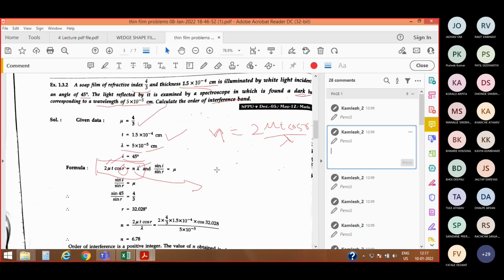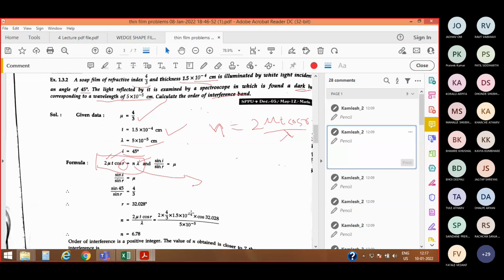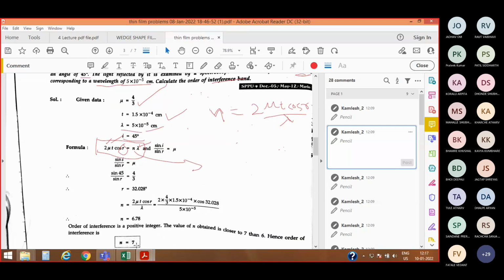So the final answer is n equal to 6.478, यानी n की वैल्यू 7 है. This is your final answer.